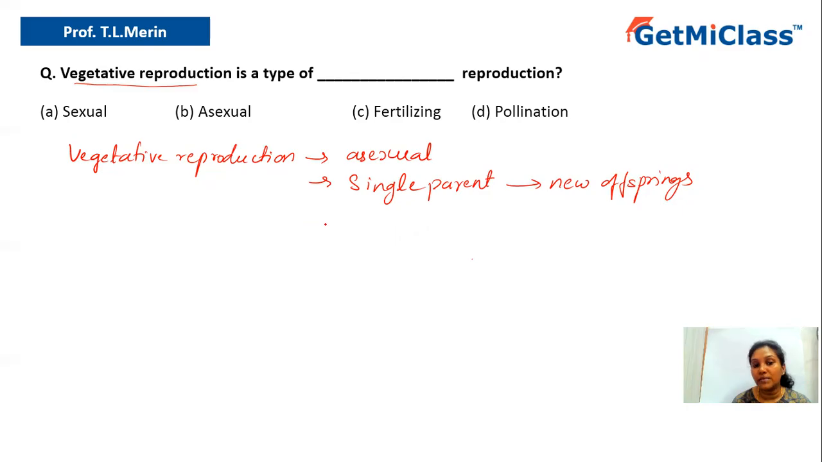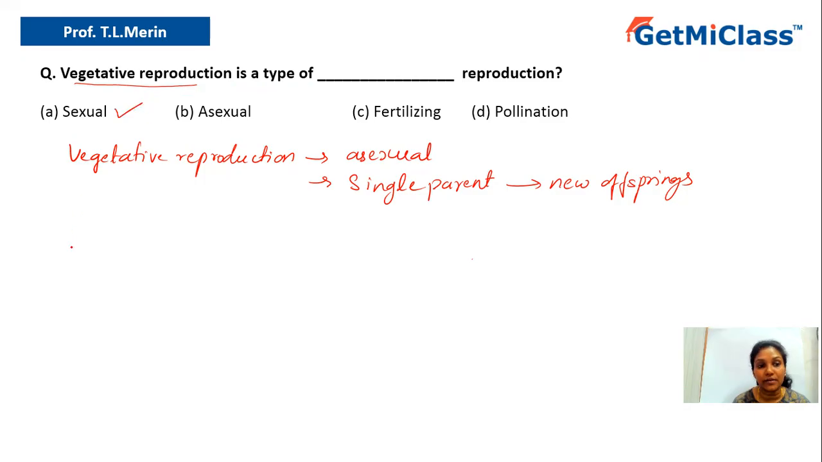Here there is no involvement of gametes, and no fertilization occurs. One single parent will give rise to new offspring. Whereas in the sexual method, you have the involvement of two parents. They produce male and female gametes respectively, and these gametes fuse with each other. That is what is called fertilization. That is the sexual mode. But vegetative reproduction is a kind of asexual mode. So that is the answer. Vegetative reproduction is a type of what reproduction? It is asexual reproduction. But let us look at the options.